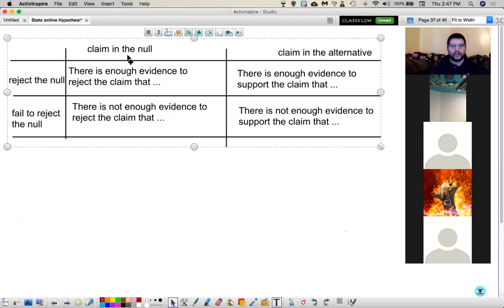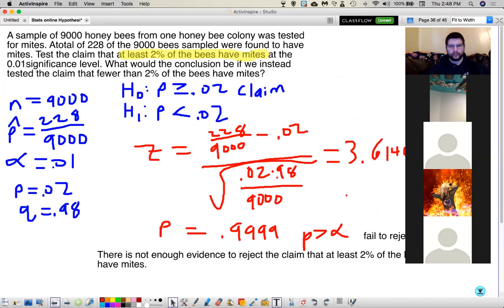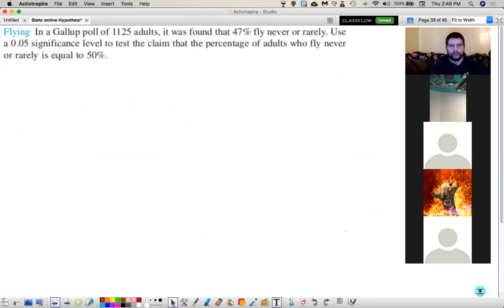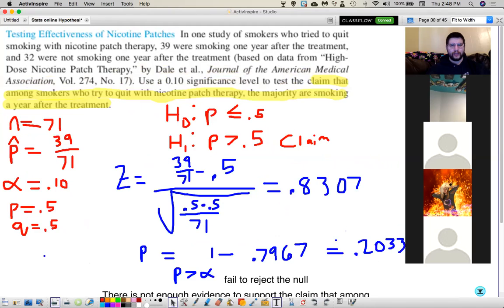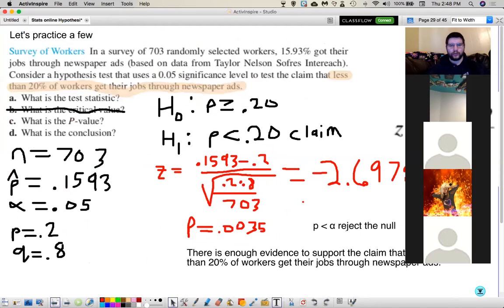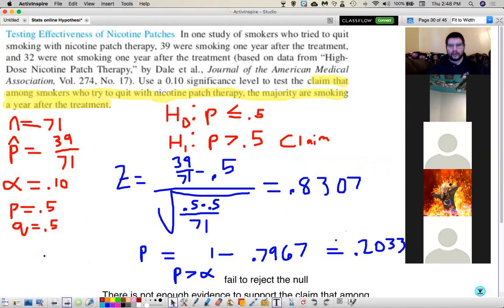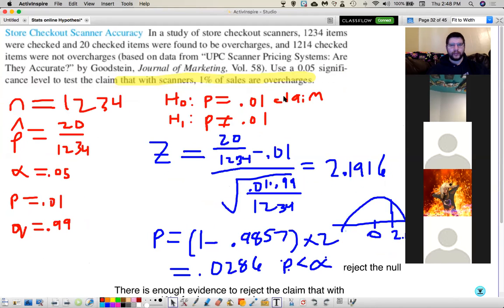So if the claim is in the null, then these are our two options. If the claim is in the alternative, these are our two options. Determine if we reject the null or fail to reject the null. And we're done. That's it. We write that conclusion. So here's some different examples of where the claim was not in the alternative, like this one. It says, test the claim that with scanners, 1% of sales are overcharges. That's equality. So that would make the claim in the null right there.